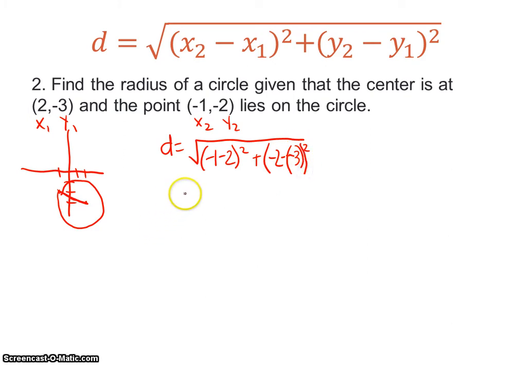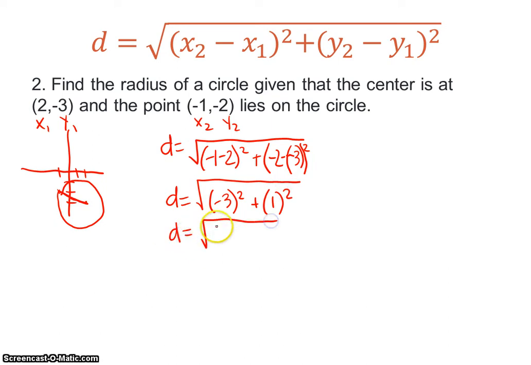Alright, so let's simplify our radical. Negative 1 minus 2 is negative 3, so we have negative 3 squared. Negative 2 minus a negative 3 is the same as negative 2 plus 3, which is just 1 squared. So our distance is the square root of 9 plus 1, which is the square root of 10.